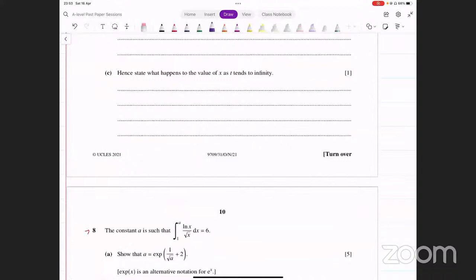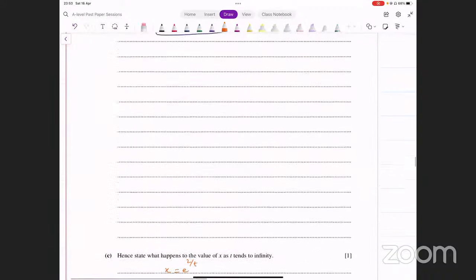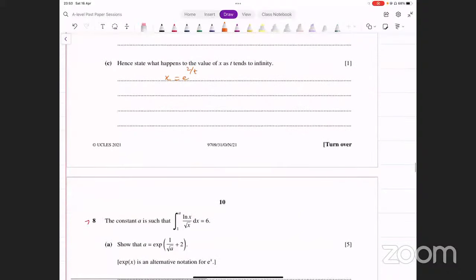Now it says, hence state what happens to the value of x as t tends to infinity. Okay, हमारे पास ये क्या value आ गई थी ऊपर? We were getting x equals e raised to power 2 over t. ये आ रहा था ना? x equals e raised to power 2 over t. Okay, now let's think about this. What happens as t goes to infinity?